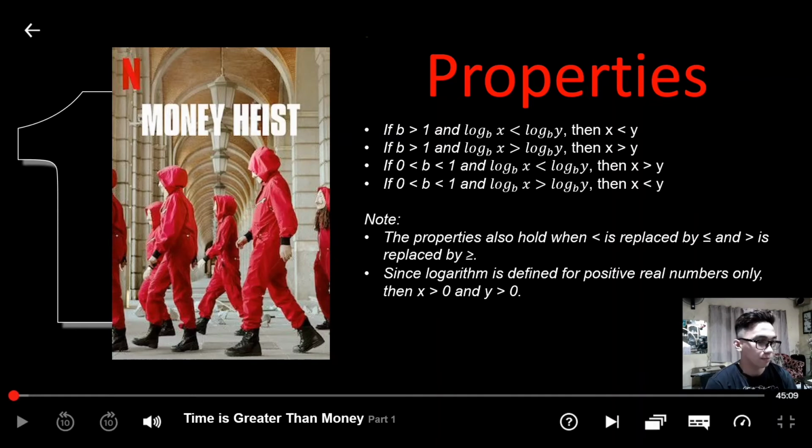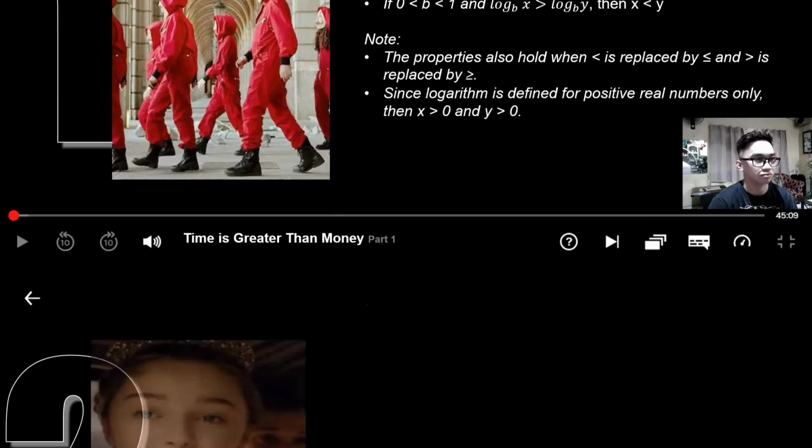Note, the properties also hold when less than is replaced by less than or equal to, and greater than is replaced by greater than or equal to. Since logarithm is defined for positive real numbers only, then x is greater than 0 and y is greater than 0.